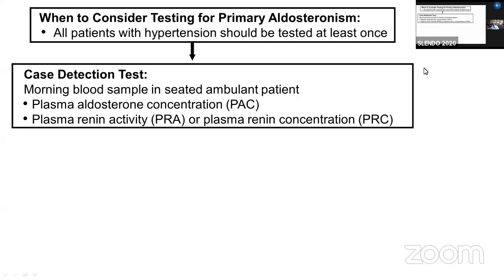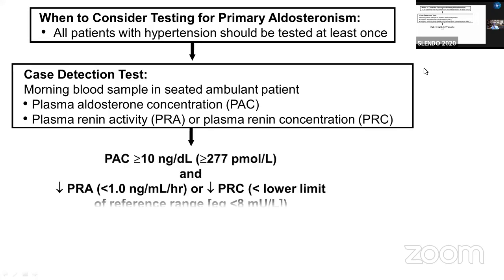So a morning blood sample, ambulant patient, they sit down and have venipuncture, no special posture stimulation, no special diet. They can be on any medication. You measure aldosterone, you measure renin. It can't be more simple than that. If aldosterone is generous, it doesn't have to be abnormal.